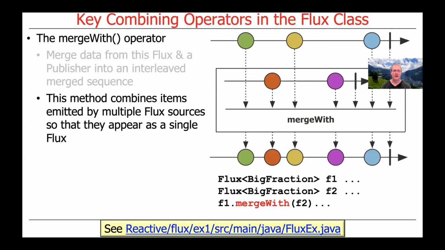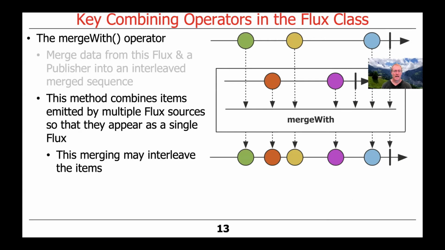This particular method can be used to combine items emitted by multiple Flux sources so they appear as if it's a single flux. So as you can see down below, we might have 2 fluxes of big fractions, F1 and F2, and then we would go ahead and say F1.mergeWith F2. And as you can see here, when you take a look at the top elements shown in the marble diagram, it's basically taking the output from F1 and the output from F2 and then merging them all together. This merge may interleave the items.